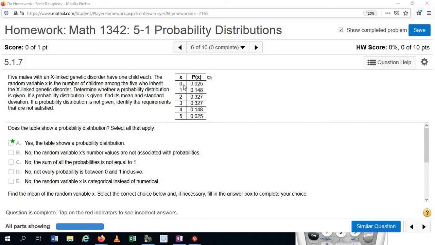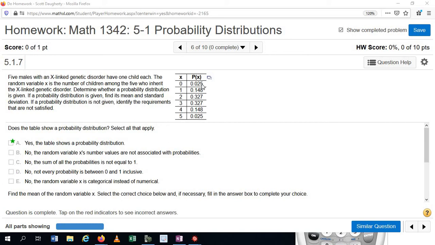And what we're supposed to determine is whether this displays a probability distribution. Now there's 2 things you need to have a probability distribution. The first one is the probability for each possible outcome needs to be between 0 and 1 inclusive. So if you check each of these probabilities listed for each of the possible outcomes for the random variable, each of these probabilities are between 0 and 1 inclusive. So the first condition is satisfied.